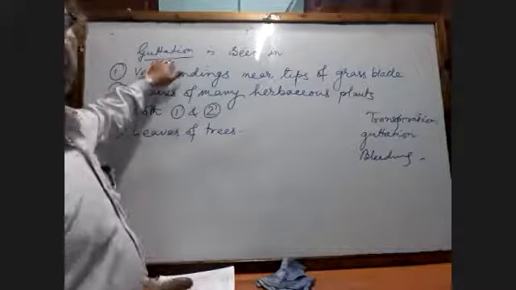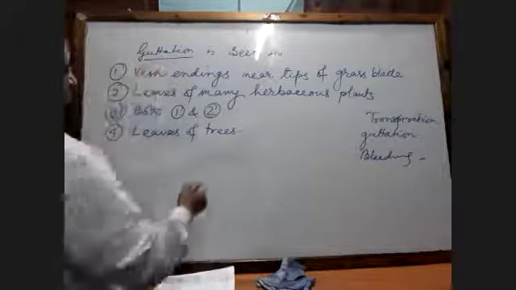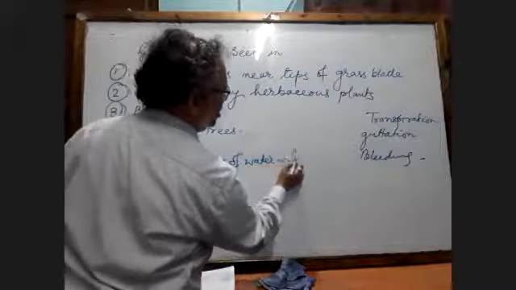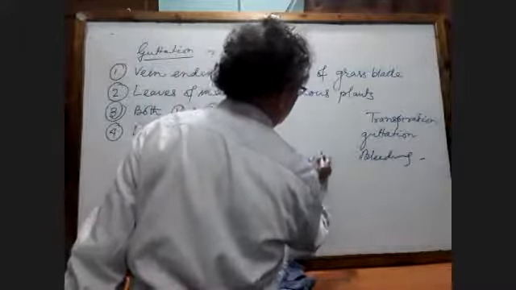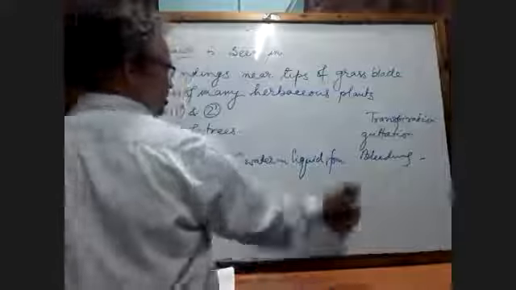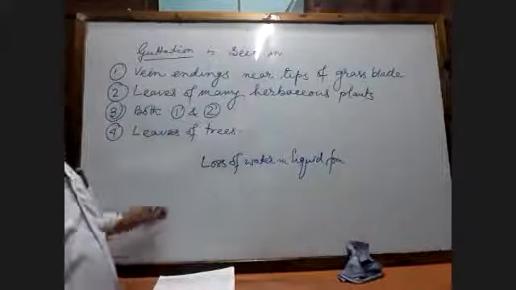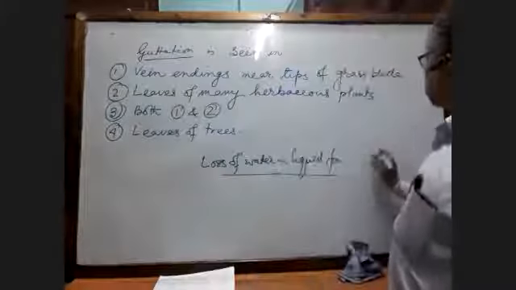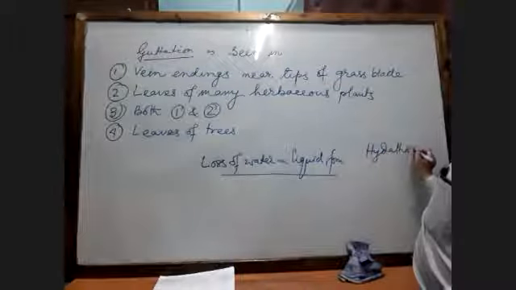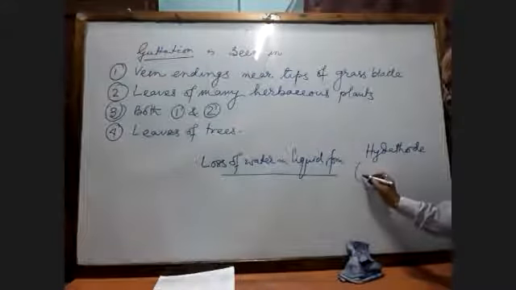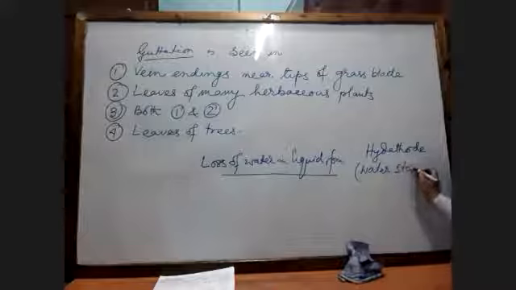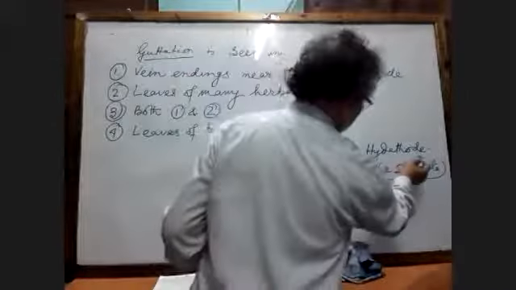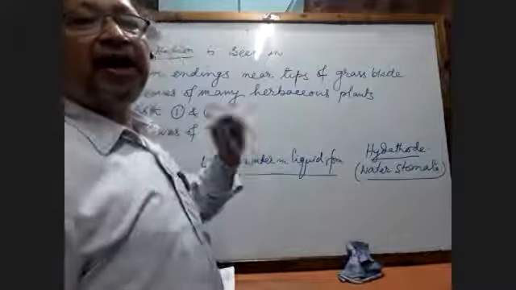Guttation is the loss of water in liquid form, and through a special structure, and that structure is known as hydathode, or it is also known as water stomata. Hydathodes are a special structure. This is opening at the vein ending of leaves.